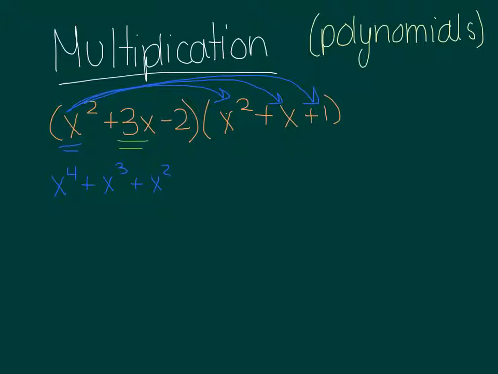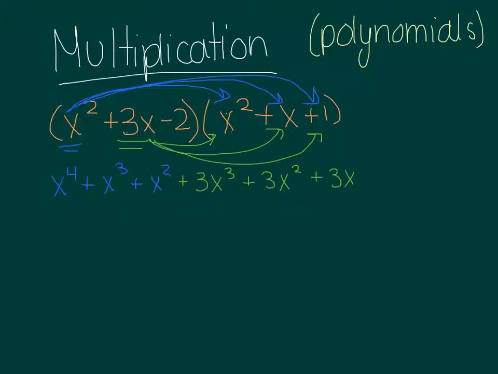Now I'm going to take the second term in the first polynomial, and I'm going to multiply that by each term in the second polynomial. So 3x times x squared is 3x to the third. 3x times x is 3x squared. 3x times 1, just 3x.